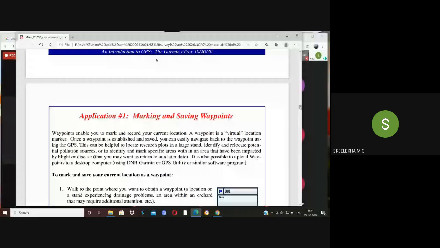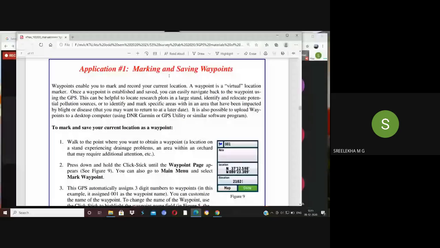Okay, so next it is shown just the applications. The first application is marking and saving the waypoints. What is a waypoint? Waypoint means these are the points whose details we have to collect. Mainly we will be collecting the location of each of the points.